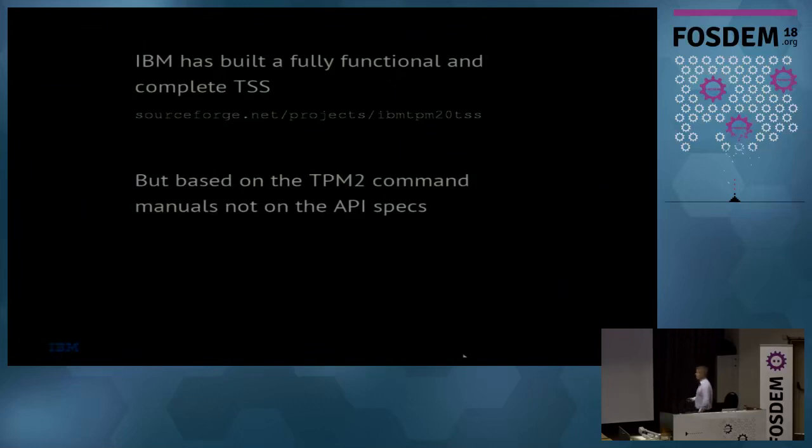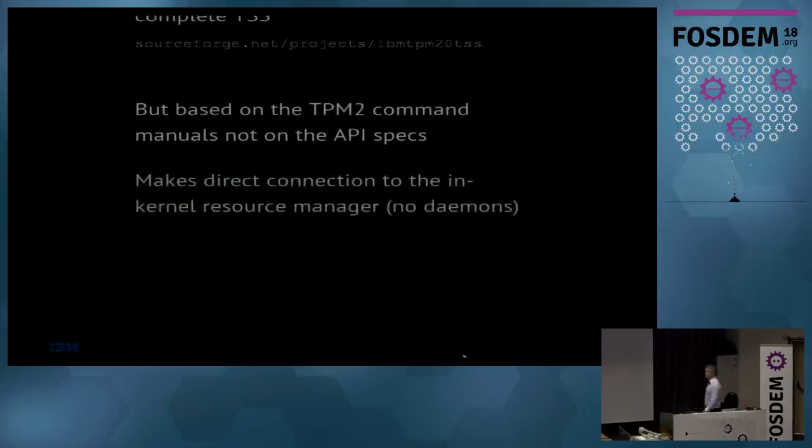And the great thing about the IBM TSS is that it does all the necessary crypto for HMAC and command parameter decryption and response encryption in the background, so I don't need to worry about that. So it's as functional as eSAPI would be from the security point of view, but it's just based on the TPM commands, which I find very easy to use. And the other really great thing about it is it makes a direct connection to the in-kernel resource manager itself, so it doesn't rely on a daemon.